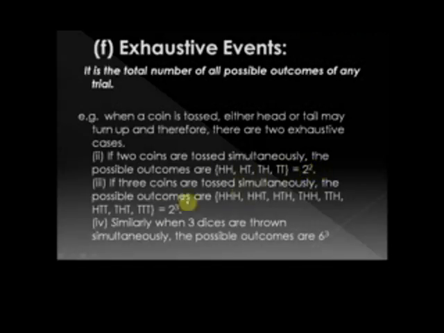If 3 coins are tossed simultaneously, then the possible outcomes are head head head, head head tail, head tail head, tail head head, tail tail head, head tail tail, tail head tail, and tail tail tail, and this would be equal to 2 cubed. That is, there are 8 possible outcomes for this experiment. Similarly, when 3 dice are thrown simultaneously, then the possible outcomes are 6 cubed. And so exhaustive events are nothing but the total number of all possible outcomes of any trial.